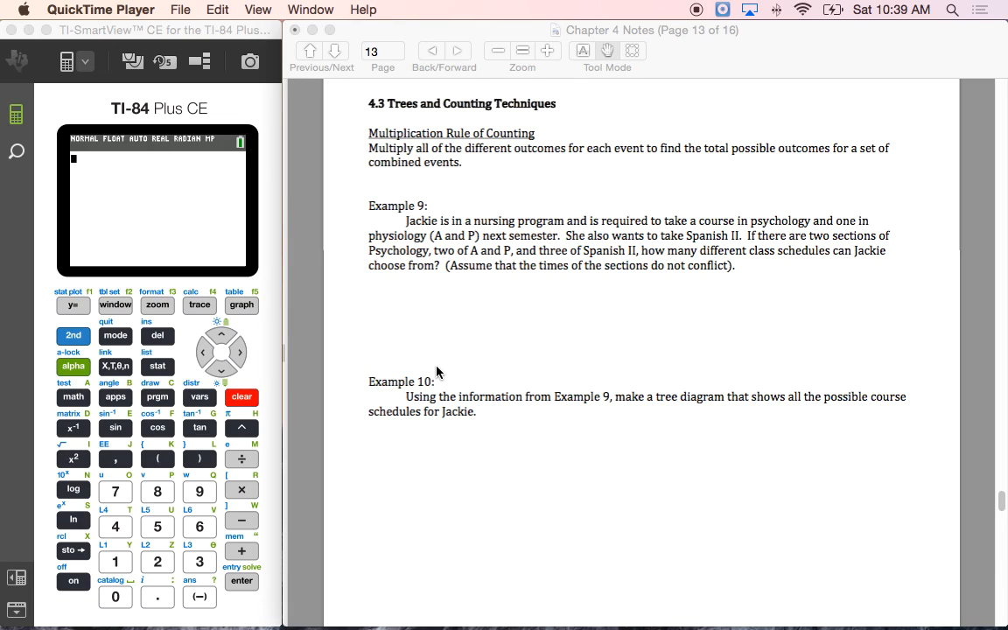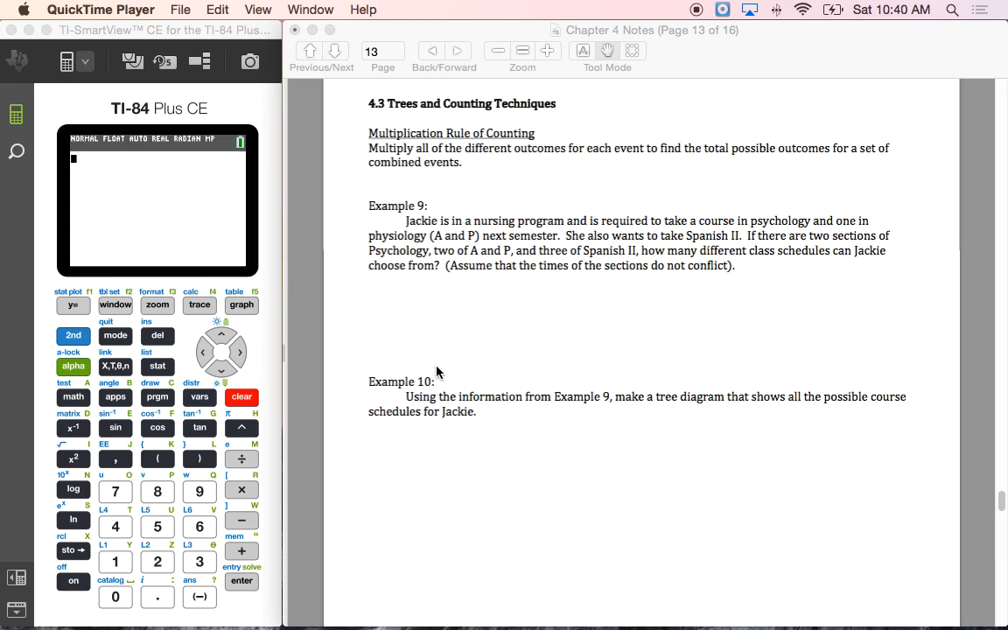Okay, so 4.3 are doing trees and counting techniques. So first off is the multiplication rule of counting. To find your total number of outcomes, you're going to multiply all the different outcomes for each event, and that will give you your total possible outcomes for the set.